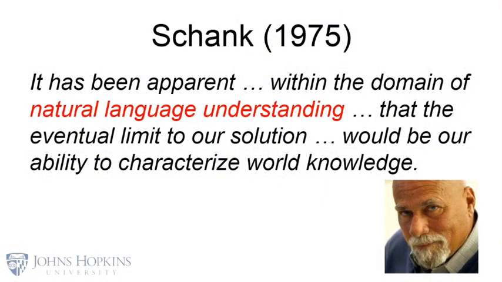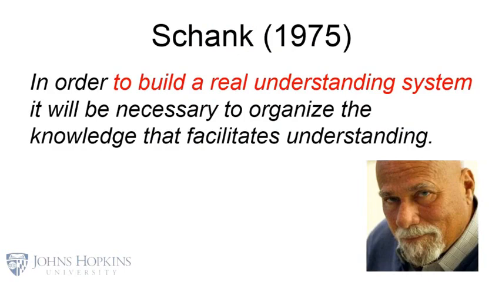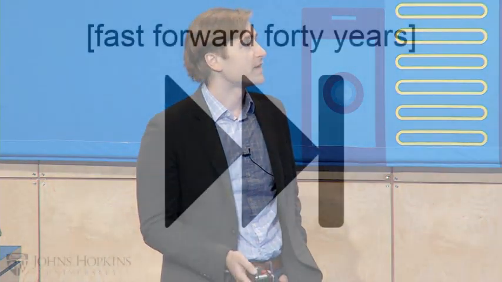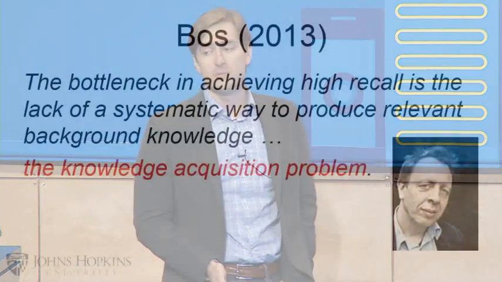So this led folks like Schank in the 70s to say, if we all keep repeating this same notion that we need knowledge, and if we can't nail that problem, then we're never going to be able to solve natural language understanding, and in particular, we're never going to build a real system unless we can really figure this out. So we all sort of agree in the 70s that this is a problem, and we fast forward 40 years, and we find people saying the same thing.